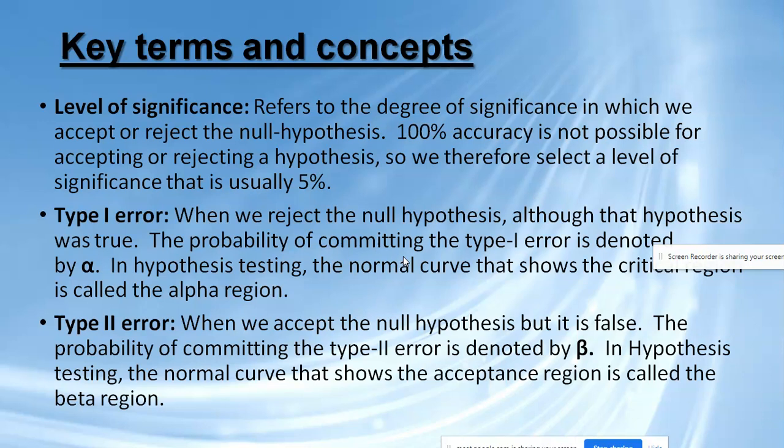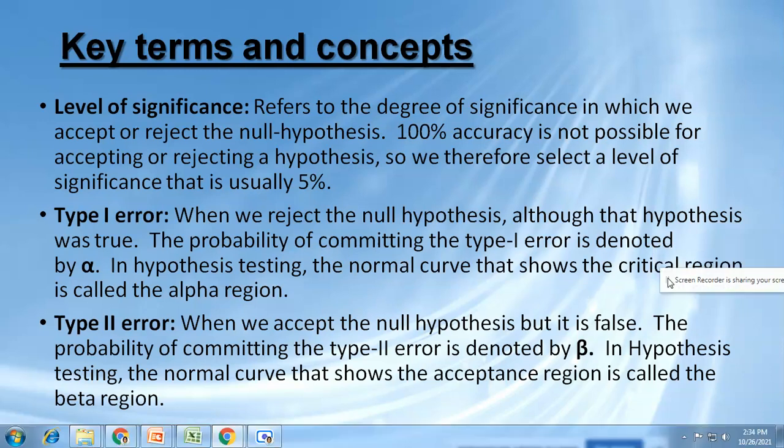So the probability of committing type 1 error we can calculate. The researchers can calculate the probability of type 1 error. It is denoted by the letter alpha. Type 1 error is denoted by alpha and type 2 error is denoted by the letter beta. So in hypothesis testing, the normal curve that shows the critical region is called the alpha region. I will show you the curve.